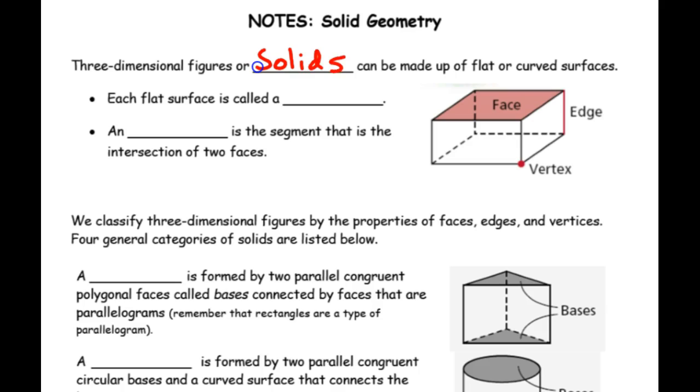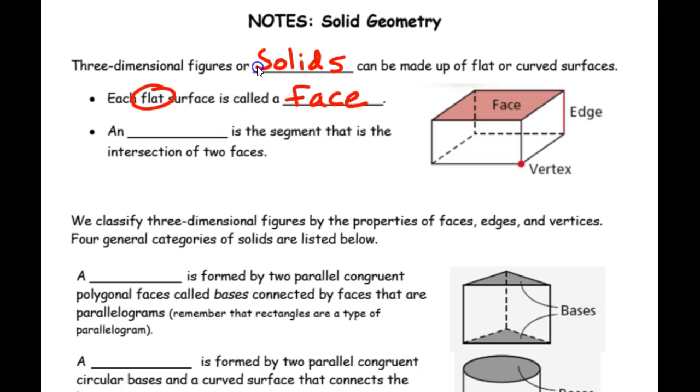And they can be made up of flat or curved surfaces, right? So, looking at that figure, what do you call a flat surface? What do you think? A face. So think of flat face. Can a face be curved? No, because it says flat. So, for example, if you had like a soup can on the side, that would not be a face because it's curved, okay? A basketball has no faces because it's all curved, okay?